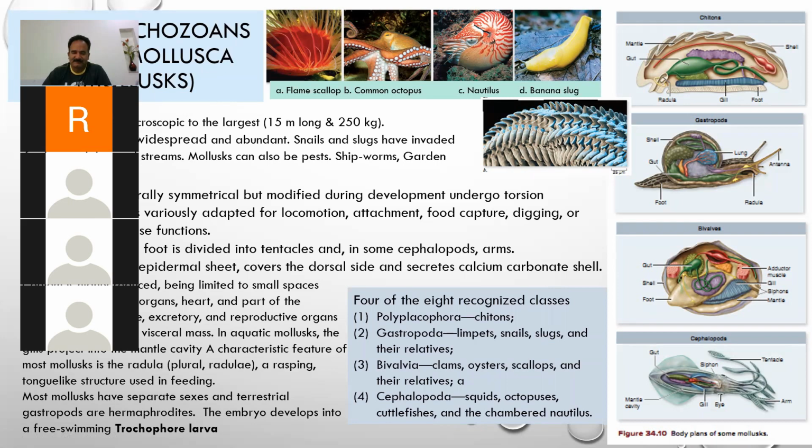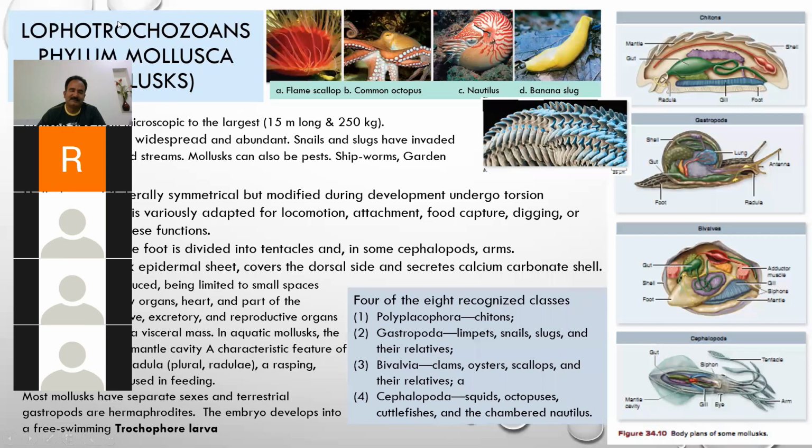Mollusks have separate sexes. However, in some terrestrial gastropods, they are hermaphrodite, which means both sexes are present in the same individual. Their embryo is a free-swimming trochophore larva, and on the basis of the presence of the trochophore larva, these animals are regarded as lophotrochozoa. We can divide mollusks into 8 classes.